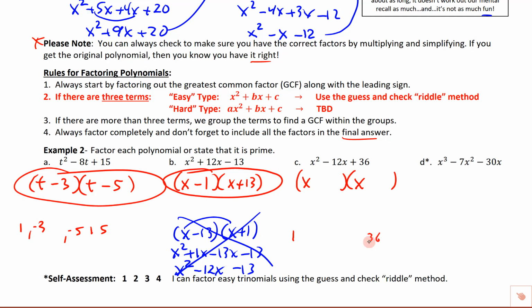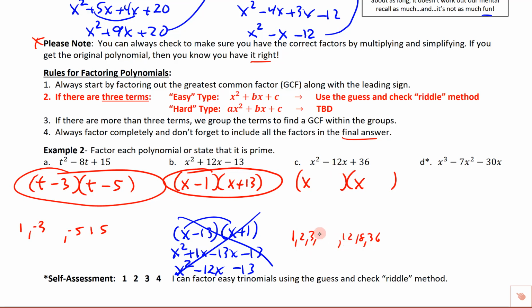Now, 36 is kind of a hassle because there are so many different factors. So 1 and 36, there's no way we can make a 12. 2 goes in there 18 times. You can't make a 12 out of a 2 and an 18. 3 goes in there 12 times. You can't make a 12 out of a 3 and 12.